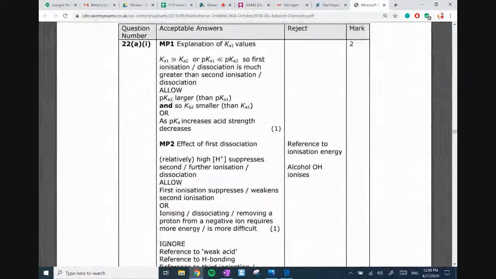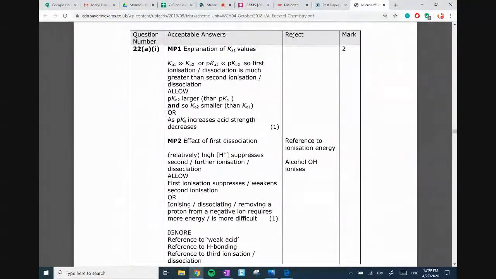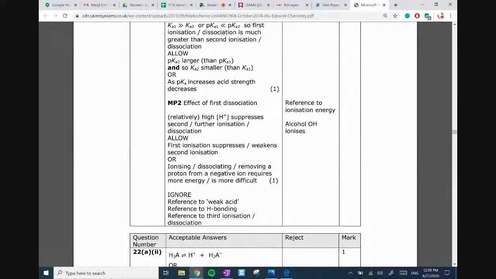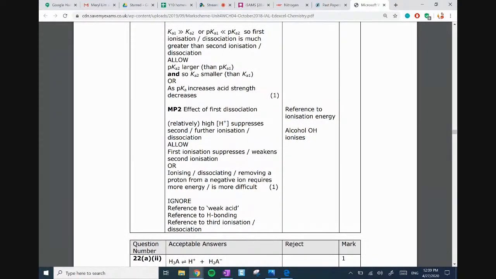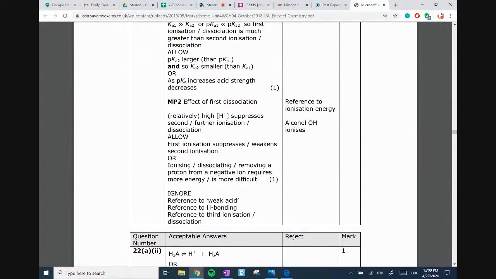There we go. Explanation of Ka1 value: as pKa increases, acid strength increases. That doesn't, absolutely. Effect of first dissociation: relatively high concentration suppresses second further ionization. There you go, equilibrium shifts to the left. Ignore reference to third ionization, and ignore reference to ionization energy. First ion suppresses weakened second ionization energy, or ionization removes a proton, forming a negative ion which requires more energy.